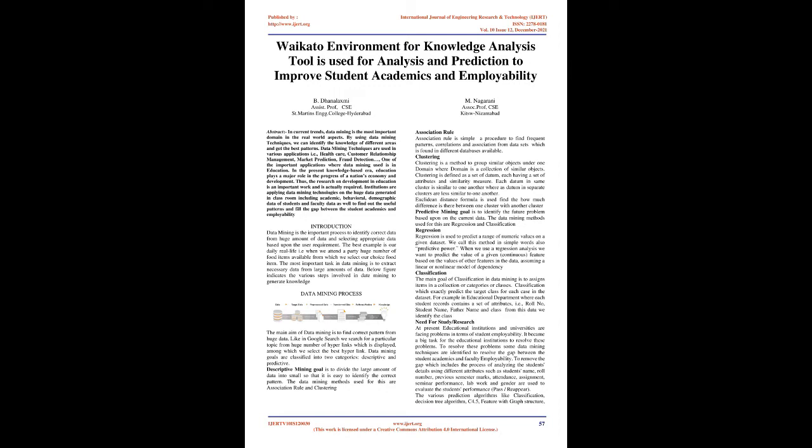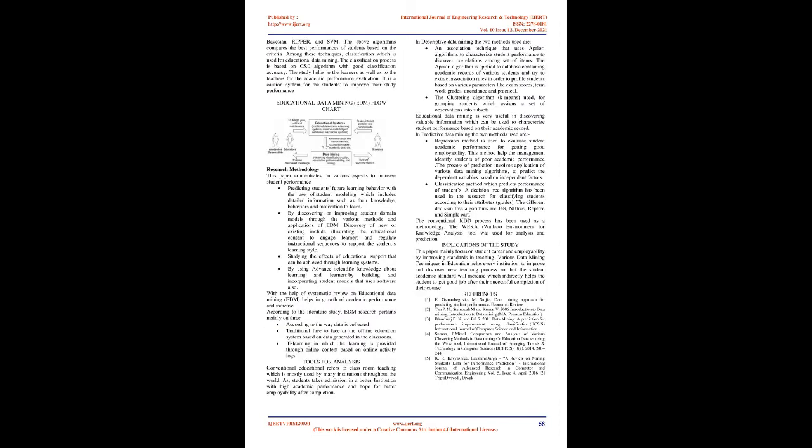To remove the gap, which includes the process of analyzing the student's details using different attributes such as student's name, roll number, previous semester marks, attendance, assignment, seminar performance, lab work, and gender to evaluate the student's performance, pass/reappear. The various prediction algorithms like classification, decision tree algorithm, C4.5, feature with graph structure, Bayesian, Ripper, and SVM. The above algorithms compare the best performances of students based on the criteria.